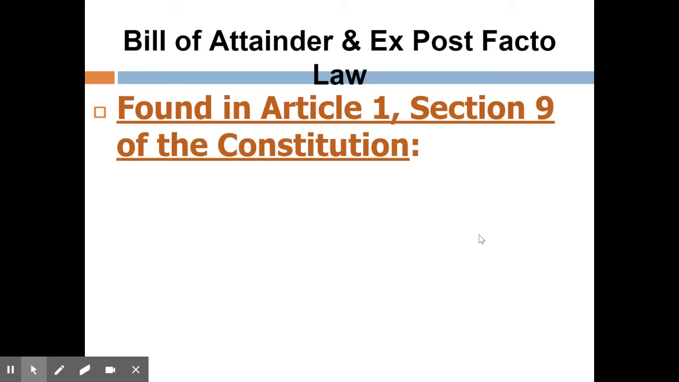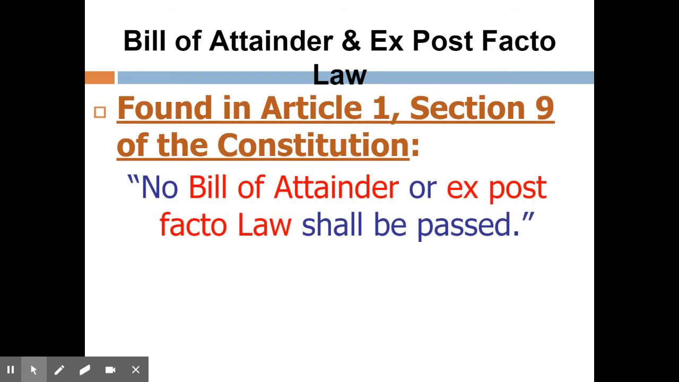In Article 1, Section 9, these are things that the government can't do. They can't pass bills of attainder or ex post facto laws. Hopefully you remember what these things are. A bill of attainder is a law passed by Congress that declares a group guilty without a trial. An ex post facto law is retroactively punishing people. They were doing something that is now illegal, but you're punishing them for doing it at a time when it was deemed to be legal. These are also things you can't do.